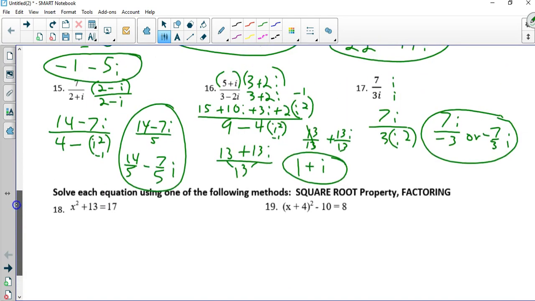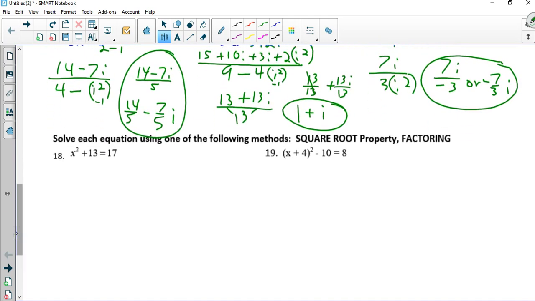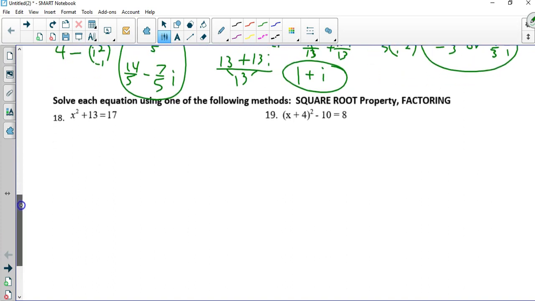Alright. Now, in this method, you can use square root property or factoring. And in fact, on number 18, I'm going to show you both. If we subtract 13 from both sides, we get x squared equals 4. Now, be careful. You just can't say this is 2, because remember, when you square root both sides, you must always, when you're doing an equation, put plus or minus.